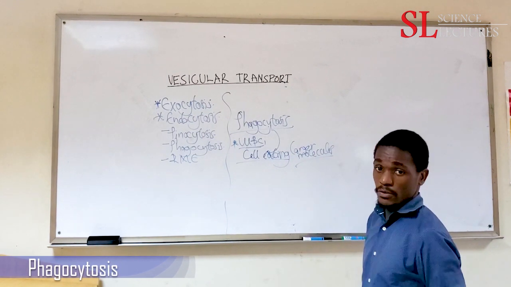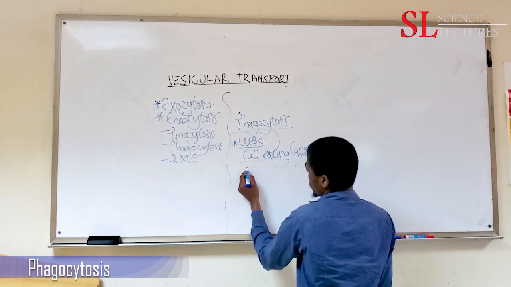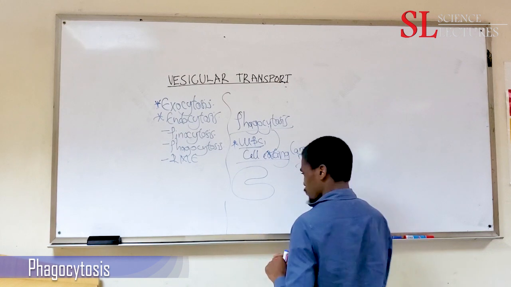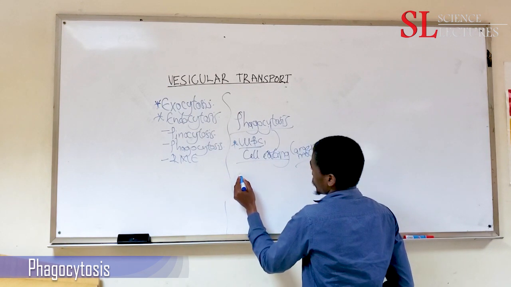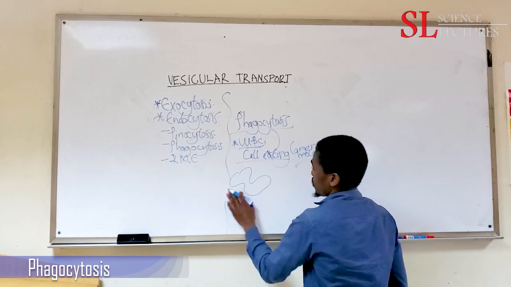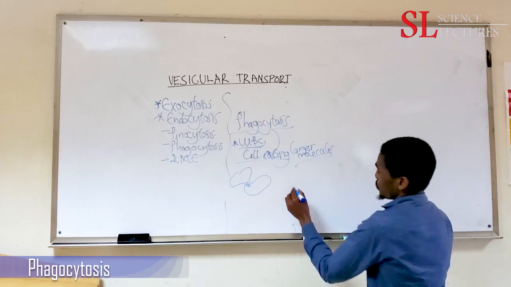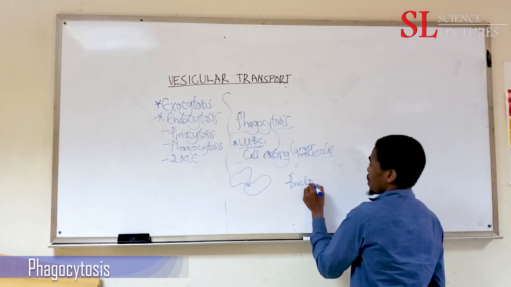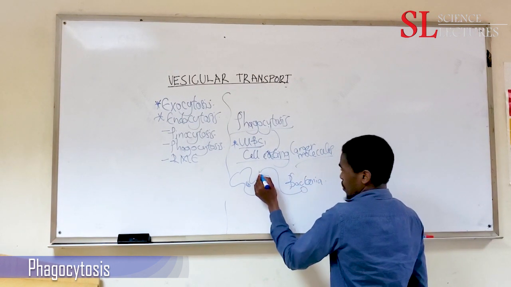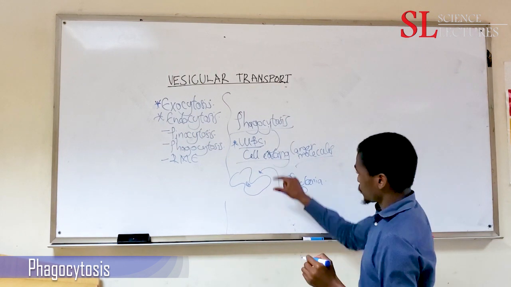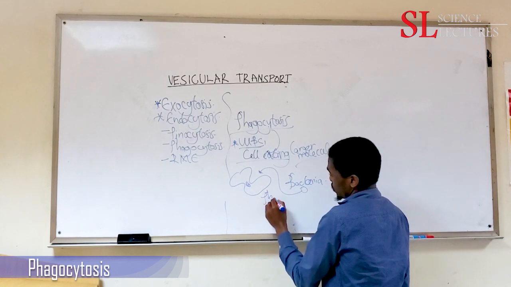Now, how is phagocytosis relevant in the body? Let's think of a white blood cell or a neutrophil. Let me sketch it this way. Let's say we have our white blood cell with no specific shape. If this is its nucleus, and we have bacterial cells rotating in our blood, this bacterial cell can be engulfed by the white blood cell through the process known as phagocytosis.